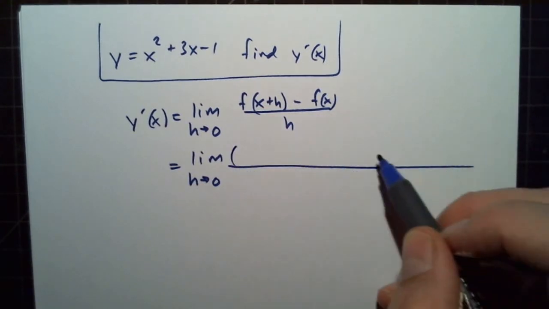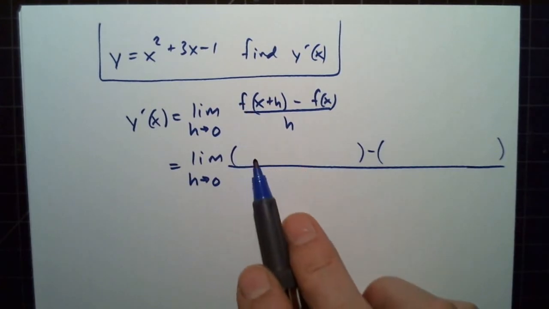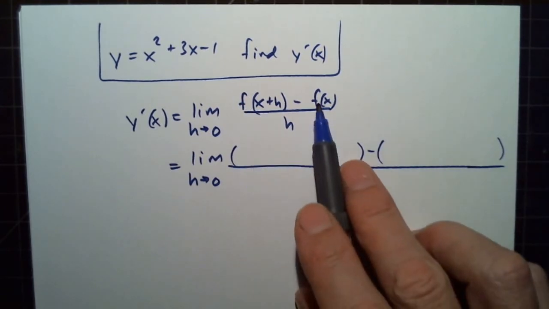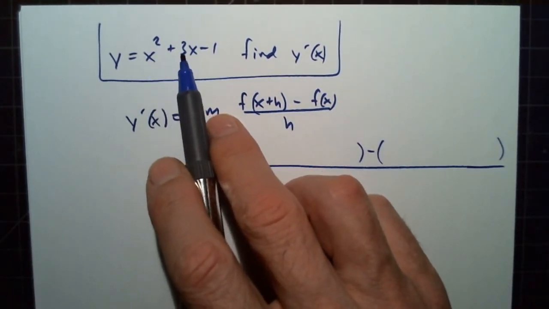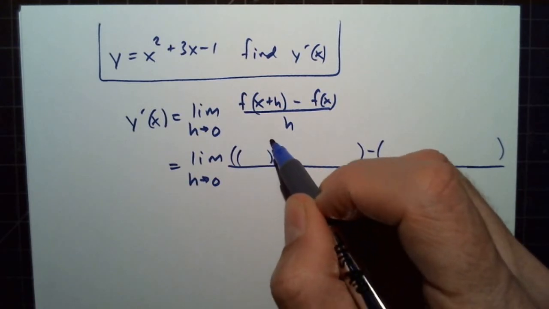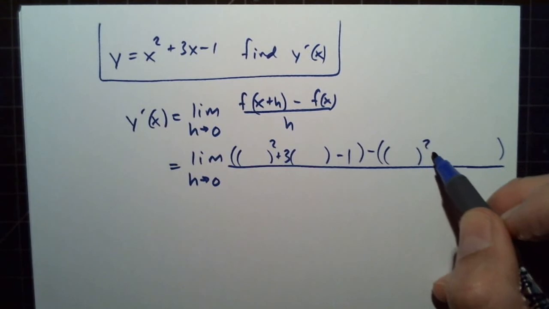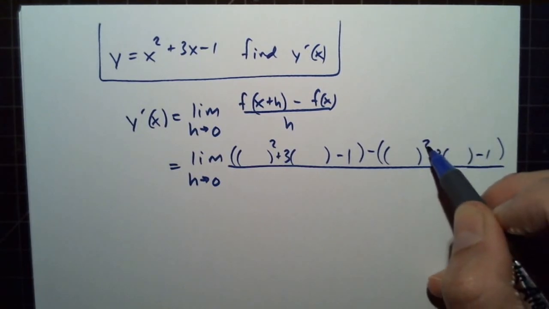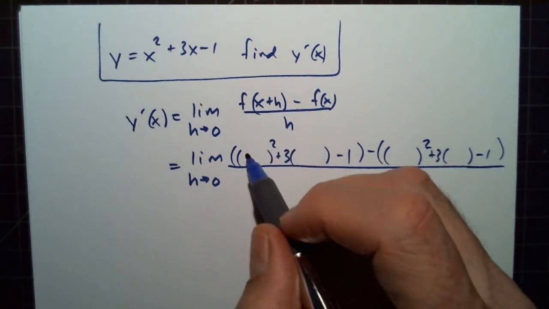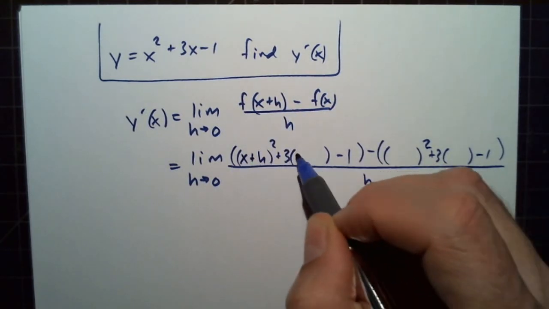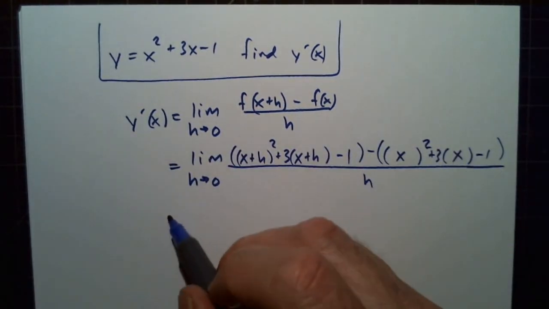And we're going to have f of x plus h here, another f over there, and f is something squared plus 3 times something minus 1. Something squared plus 3 times something minus 1. And here we're going to substitute x plus h, and over here we're going to substitute x.